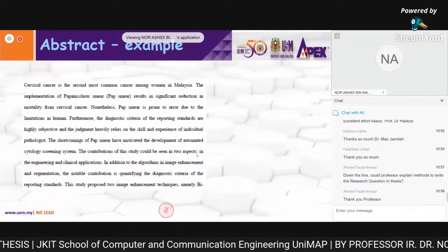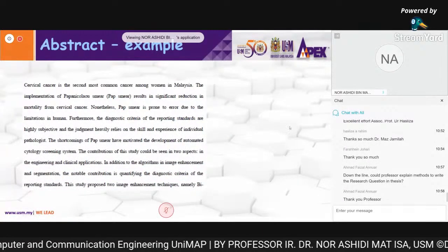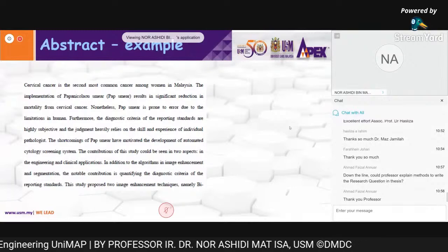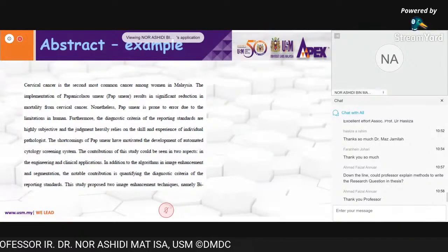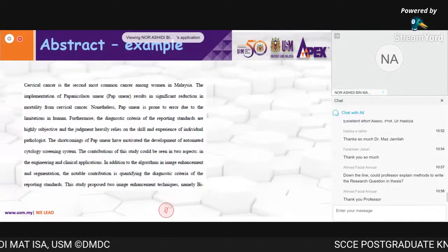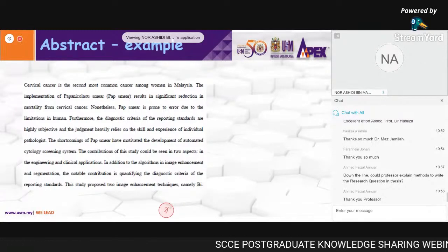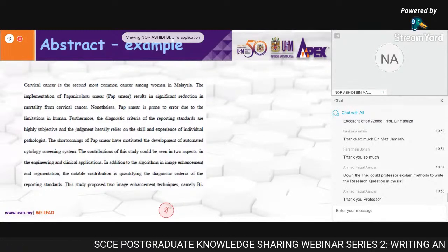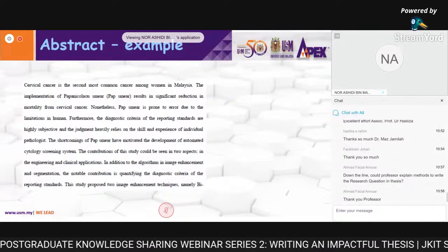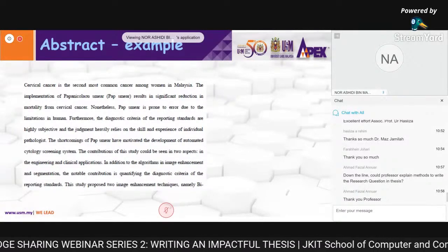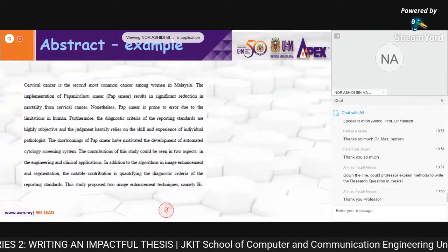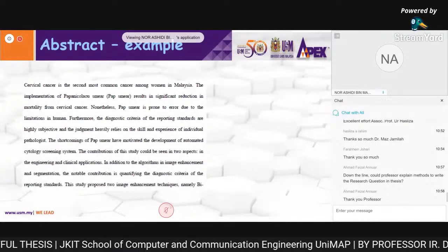Next one, I give you an example. Okay, so this is an example from one of my students. I'm not claiming that my student's abstract is the perfect one, but I try to give you the ideas, the main items to be included in your abstract. Okay, the first one.